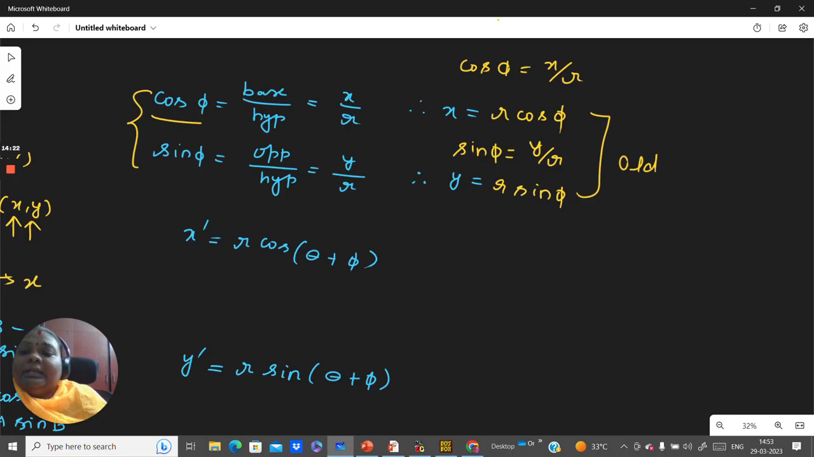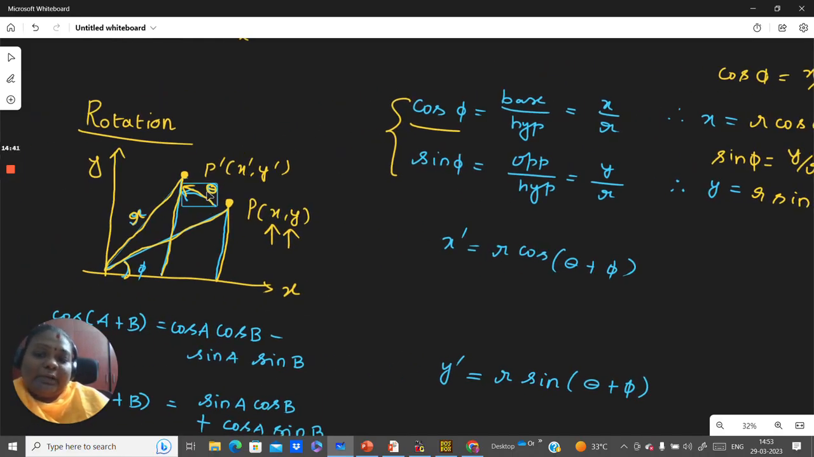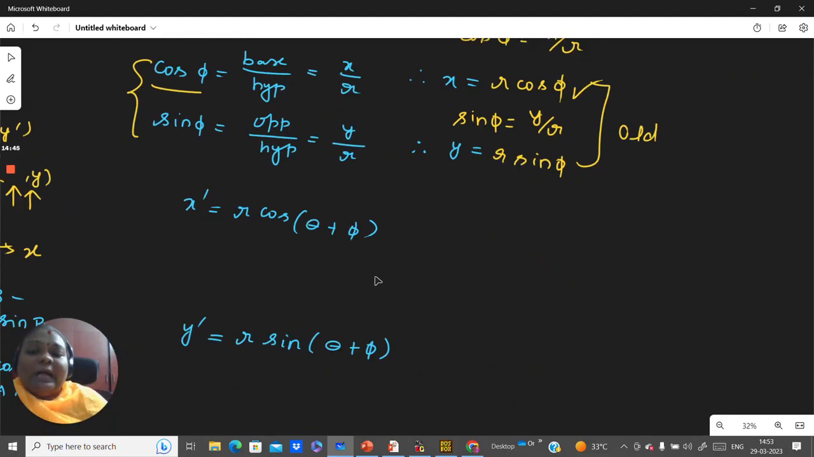Okay, the new value x dash can be given as what? Here the old value is r into cos phi. Okay, we are accepting it. Similarly, the new value x dash can be given as r into cos of the old value phi plus the new value theta, because this is the angle of rotation. The new angle of rotation I'm going to give here is theta. Therefore, the new value x dash can be given as r into cos of theta plus the old value phi.